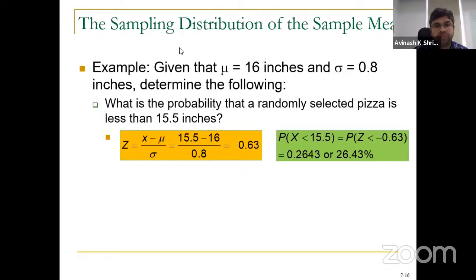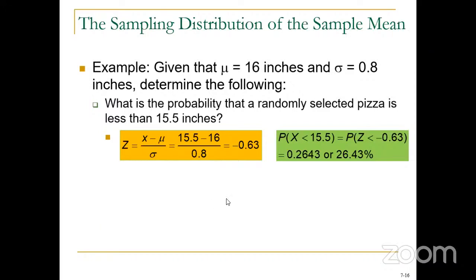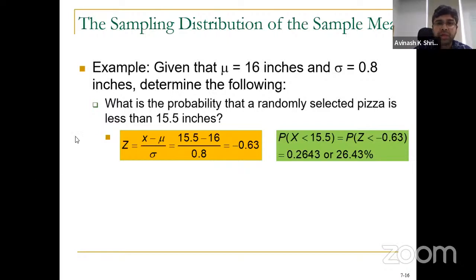Okay. Right? I hope this is fine. Yes, sir. Okay, good. So far we understood how to calculate the Z score.